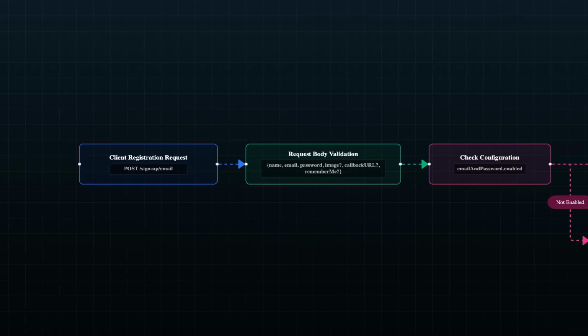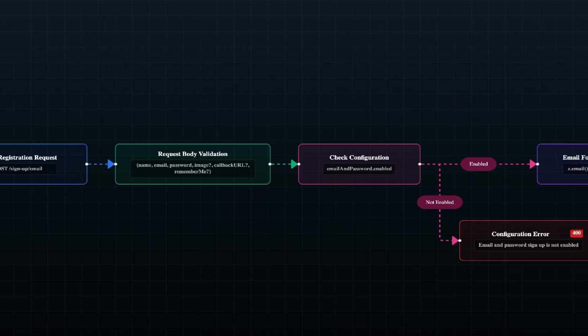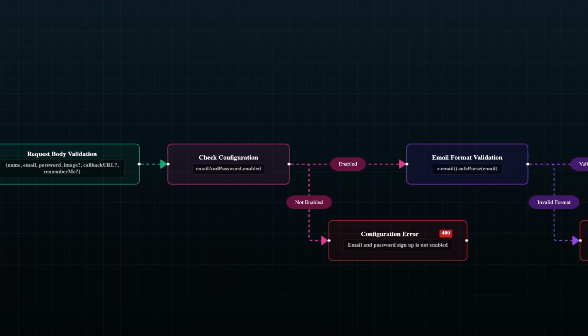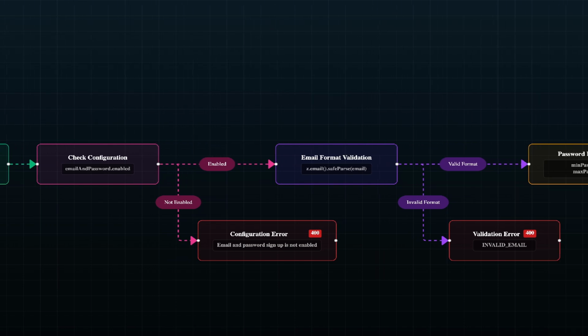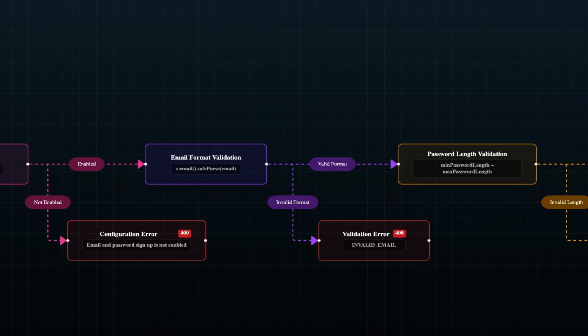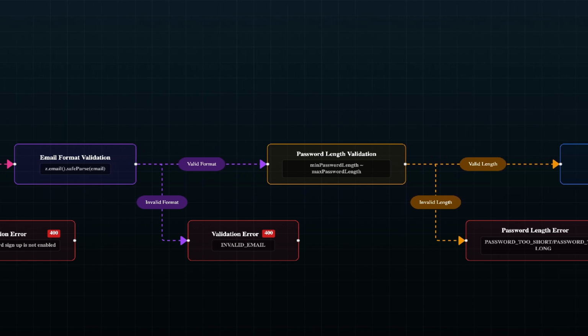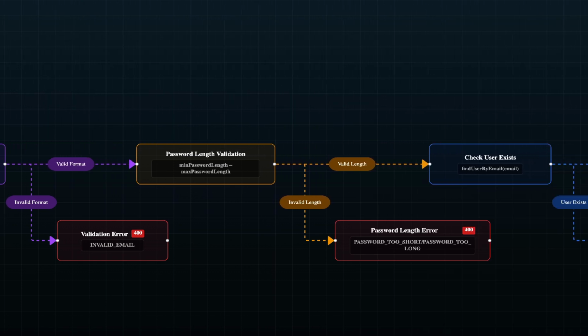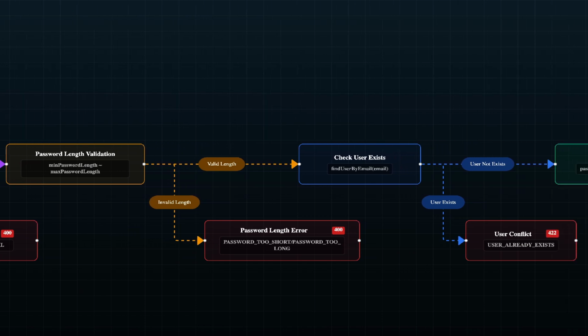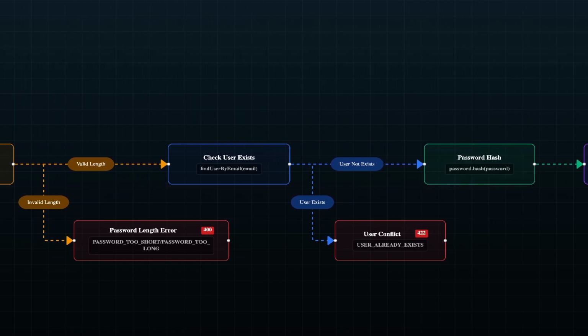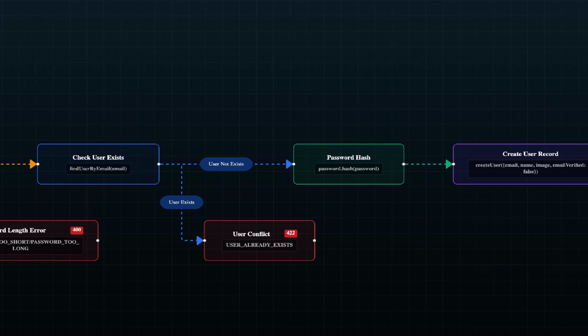Throughout this entire flow, Better Auth handles every edge case gracefully, providing clear error messages and maintaining security best practices. This is authentication done right: secure, flexible, and developer-friendly. That's Better Auth's user registration flow, comprehensive security without the complexity.